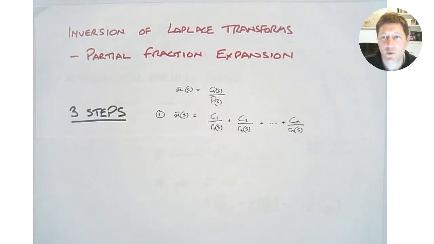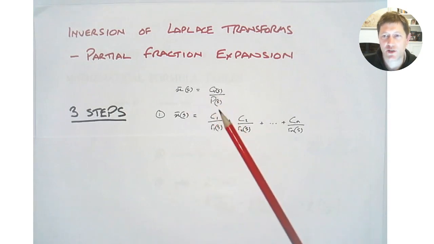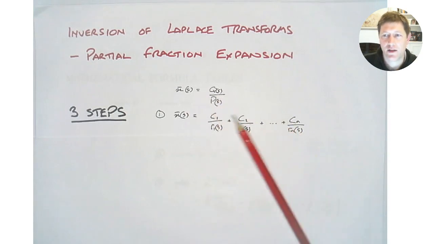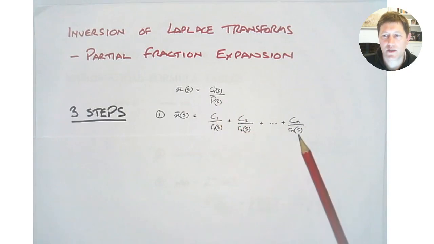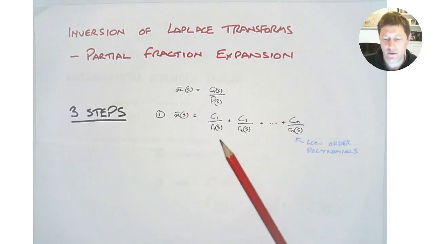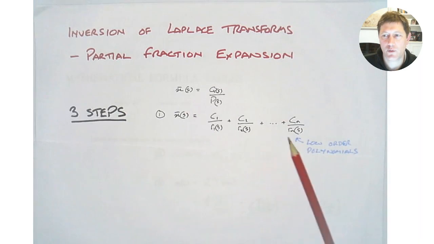There are three steps to what we're doing in this lecture. The first one is to do the partial fraction expansion. That will turn this expression into this expression. Whatever the order of the polynomial p is, we'll have that many terms here. And we are creating these to be low order polynomials. Low order polynomials means we're likely to find what they are in the Laplace transform tables.